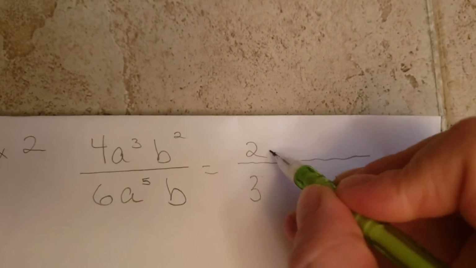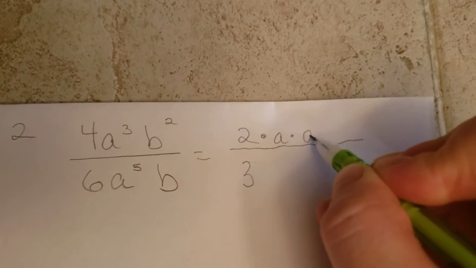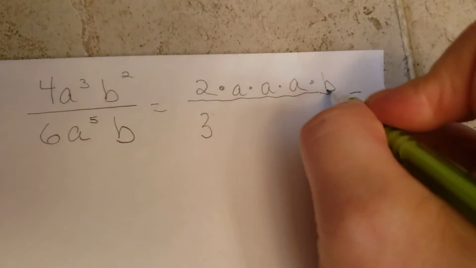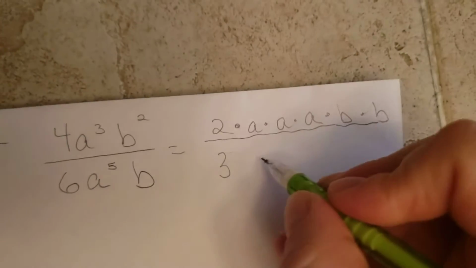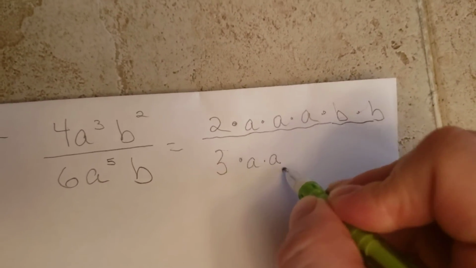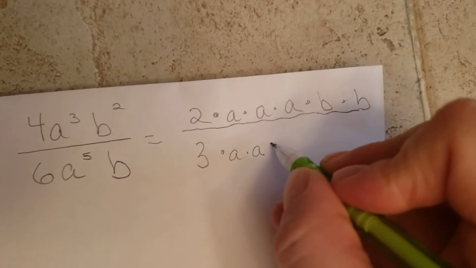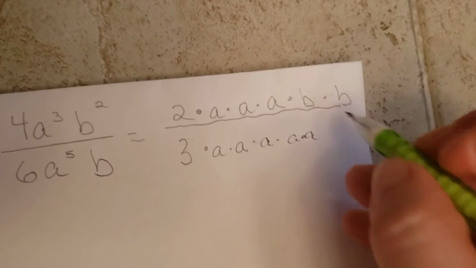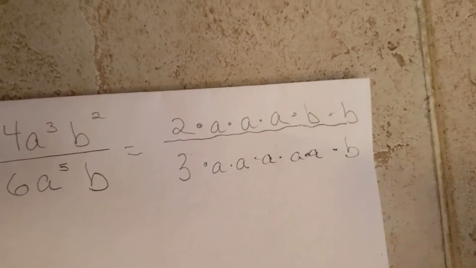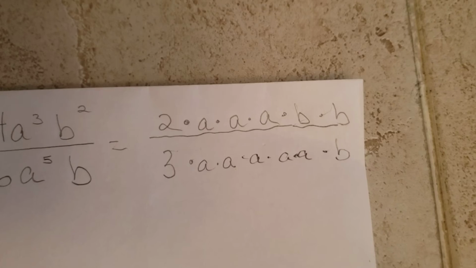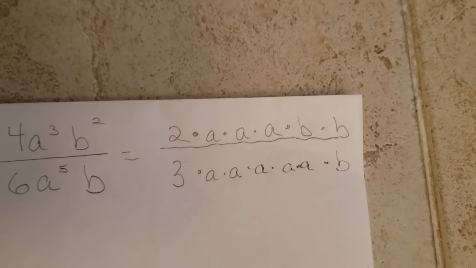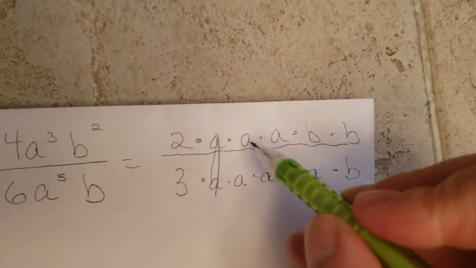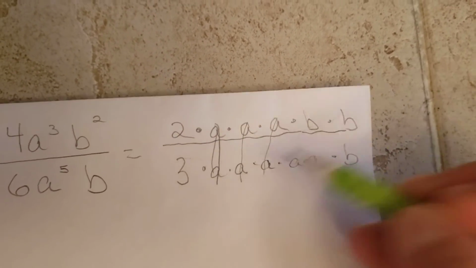Now, expanding my numerator. A times A times A times, I have B times B. In the denominator, A times A times A times A times A, there's 5 of them, then times B. All right, so multiplication again, the opposite's division. So if I can divide something by itself, it'll automatically turn into 1. So those turn into 1. Dividing A by itself there, A by itself there.